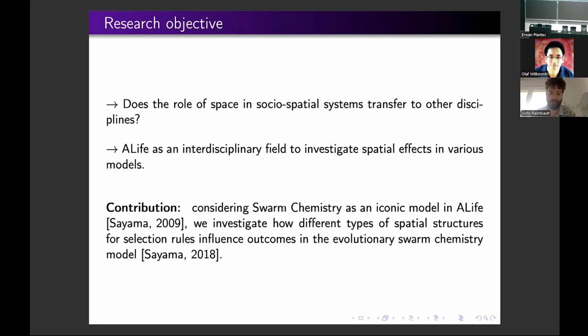And so we take this model and we consider the evolutionary one, so to be in the context of evolution, and look at how spatial structure will influence evolutionary outcomes in this model.